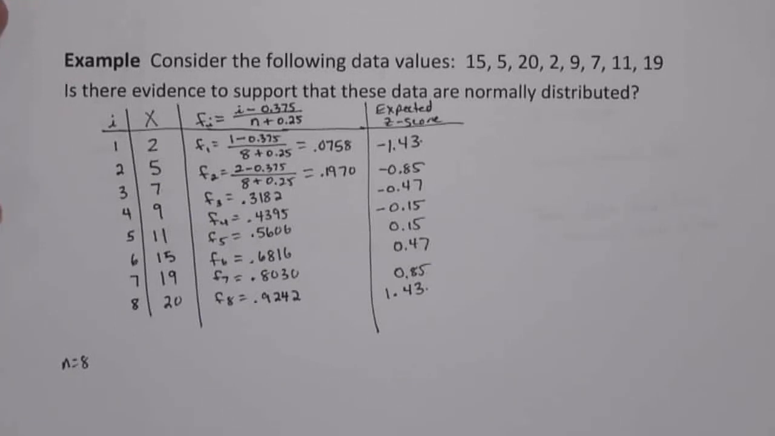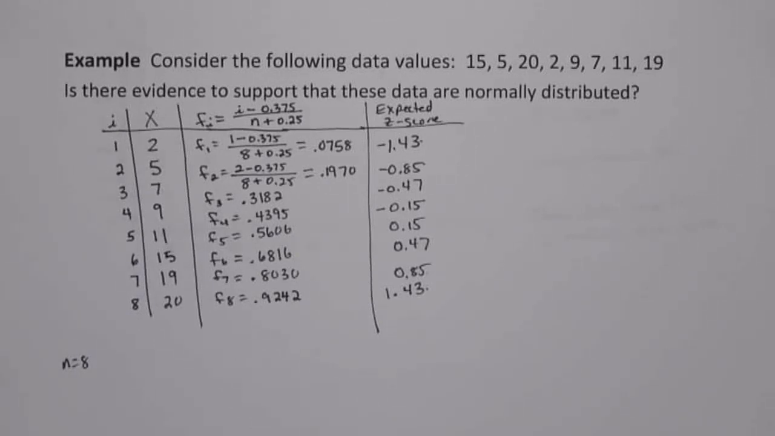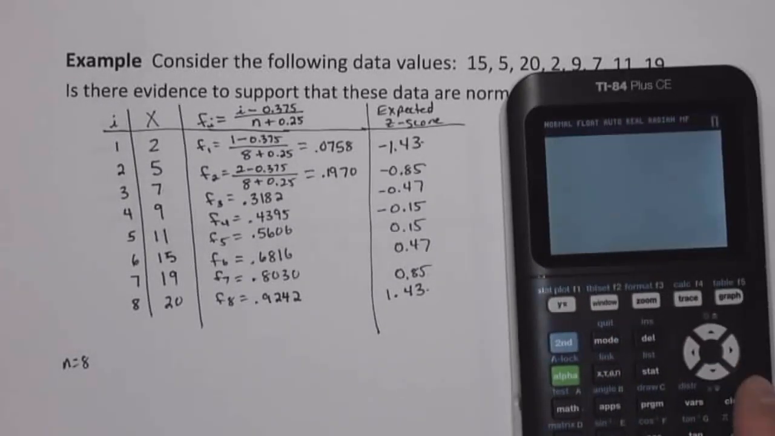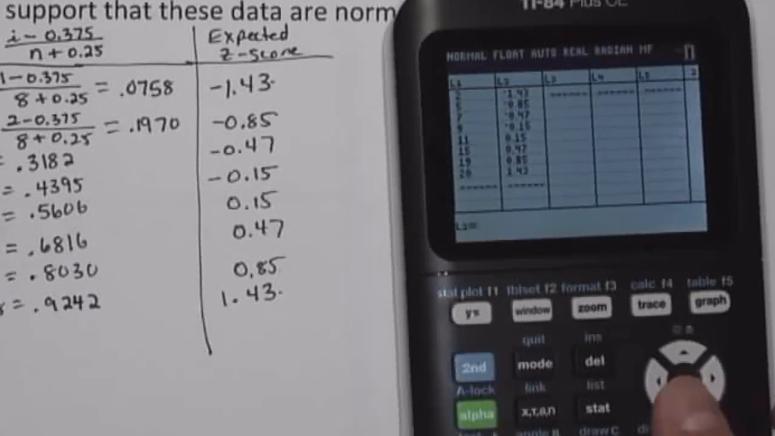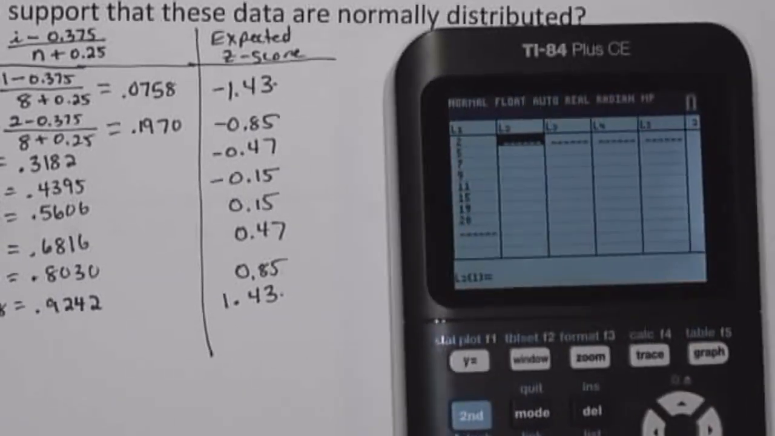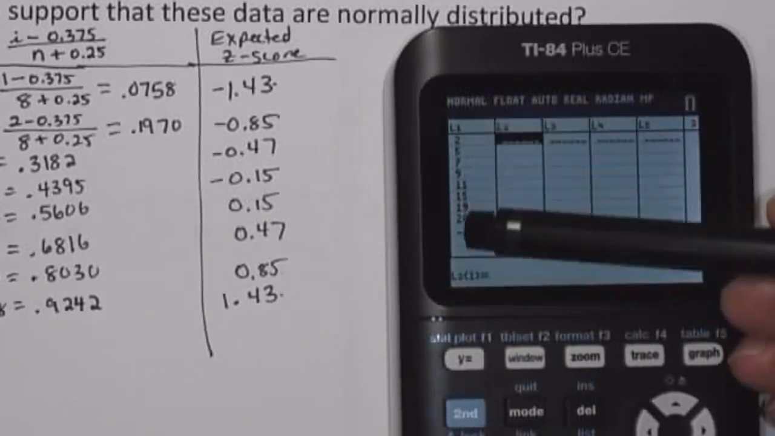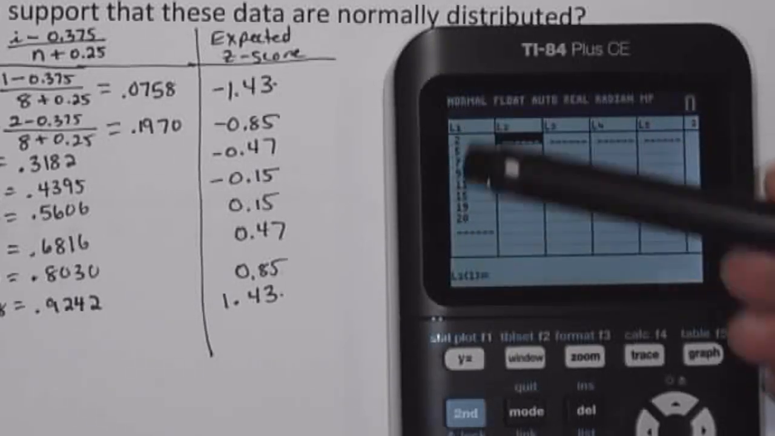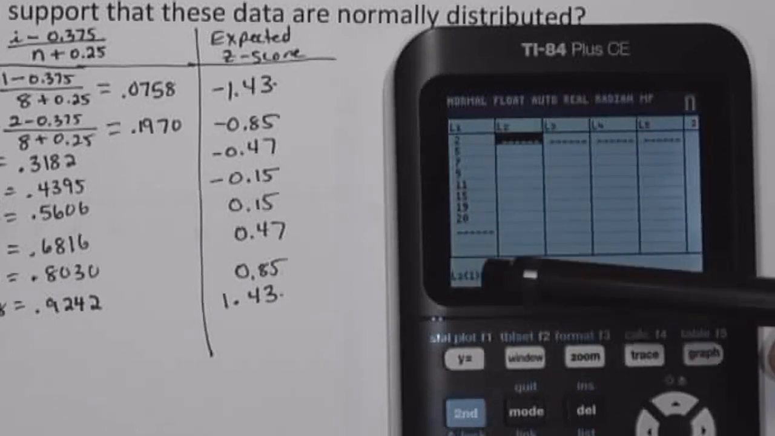Okay? Now, as you might imagine, we do have some technology methods that we could use as well, and so I want to discuss those as well. So I'm going to bring in my calculator again, and I'm going to go to Stat and Edit, and I'm going to clear out the expected z-scores that I had typed in from before. Okay? What I have in list 1 are the data values. Now I have these in order from my previous work, but you do not have to put these in order.